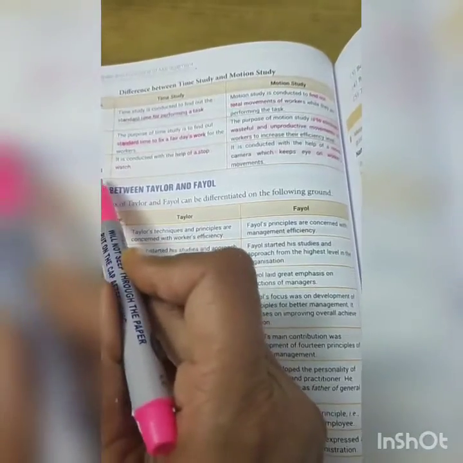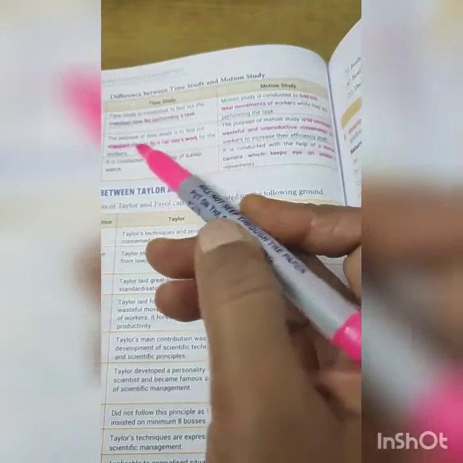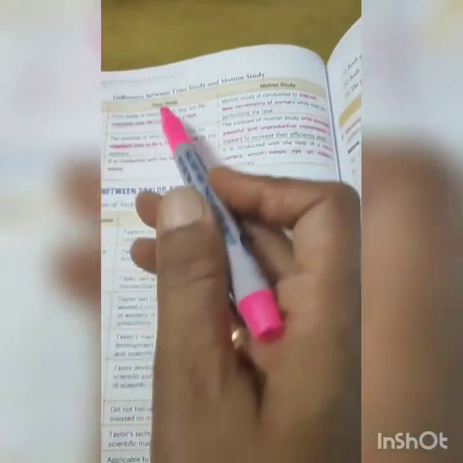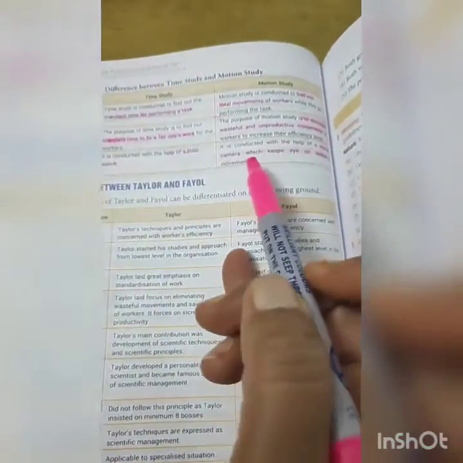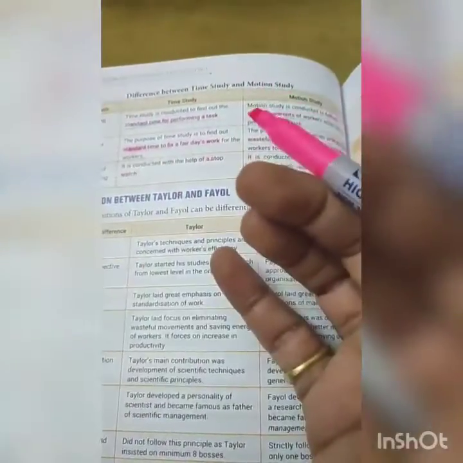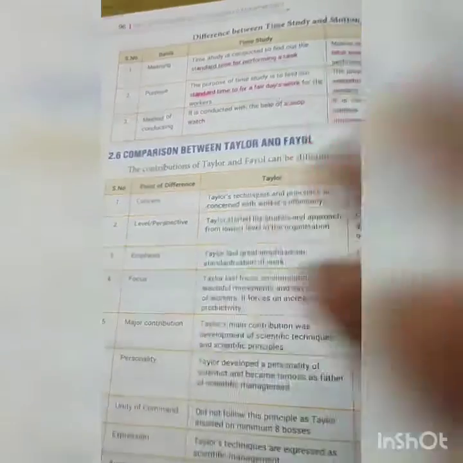Next one is method of conducting. Which methods have been followed? For the time study, you must be knowing we have used the stopwatch. Okay, with the help of stopwatch, they are doing the time study. And for motion study, they use the movie cameras. Cameras are installed at different places and they keep a close watch on the workers, how much time they are taking to complete their work and how many wasteful movements are there. Right, students?